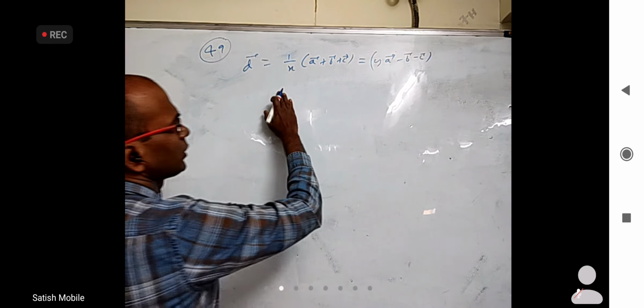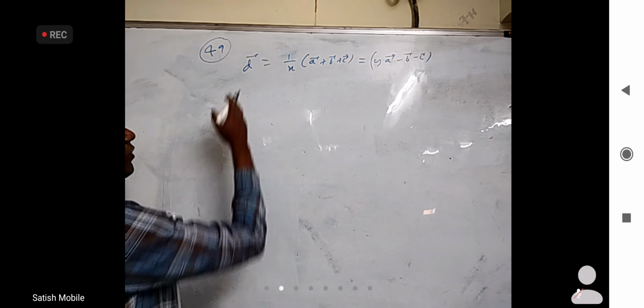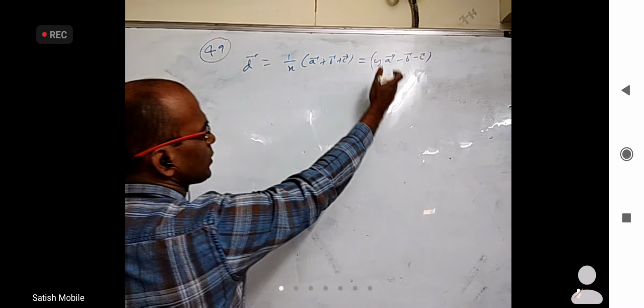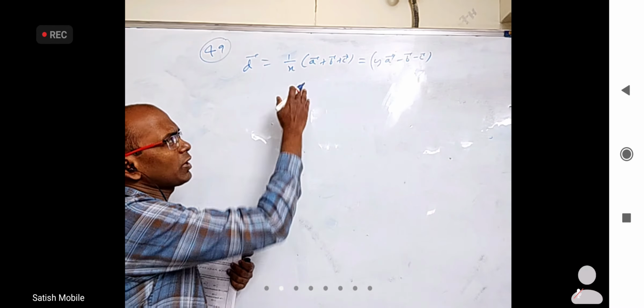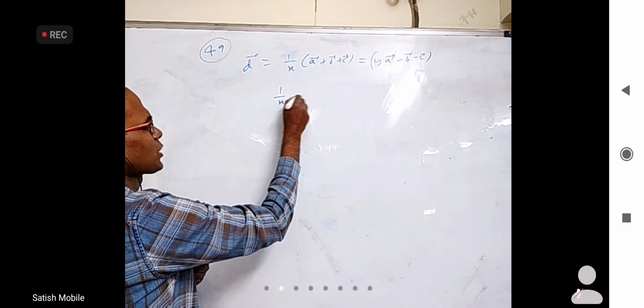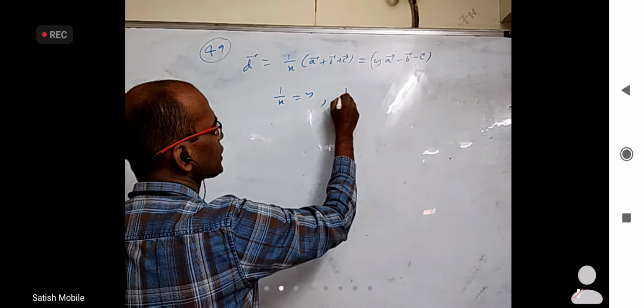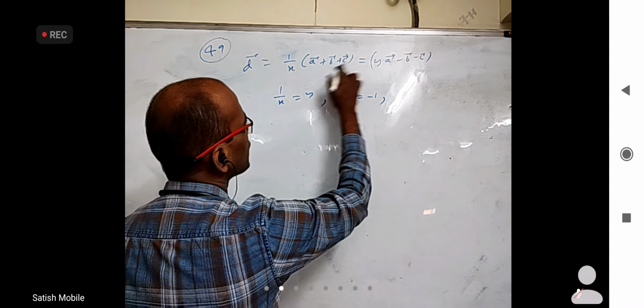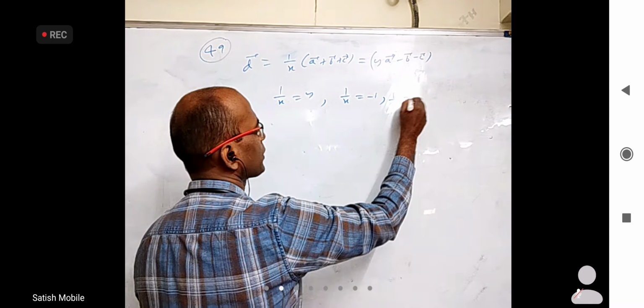Okay, I can equate coefficients now. From the first equation D bar is this, from the second equation D bar is this. Now, because A, B, C are not coplanar, I can equate coefficients. What is the A bar coefficient? 1 by x should be y. What is the B bar coefficient? 1 by x equal to minus 1. What is the C bar coefficient also? 1 by x equal to minus 1.